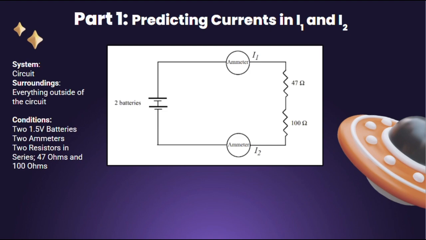Predicting currents I1 and I2. For part 1 of the lab, the system was the circuit and the surroundings are everything outside the circuit. The conditions are two 1.5 volt batteries, 2 ammeters, and 2 resistors in series, one 47 ohms and one 100 ohms.